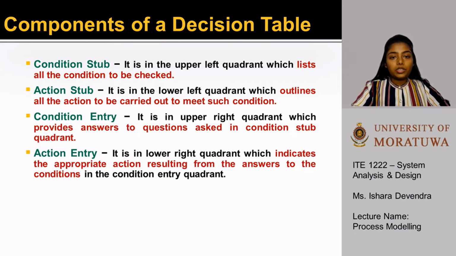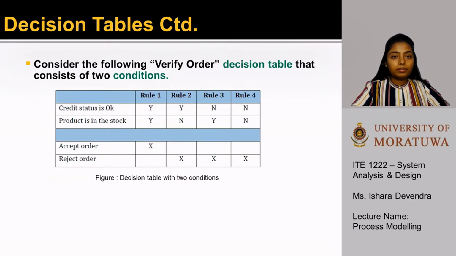Final one is the action entry. It is in the lower right quadrant, which indicates the appropriate action resulting from the answers to the conditions in the condition entry quadrant. So these are the components of a decision table.